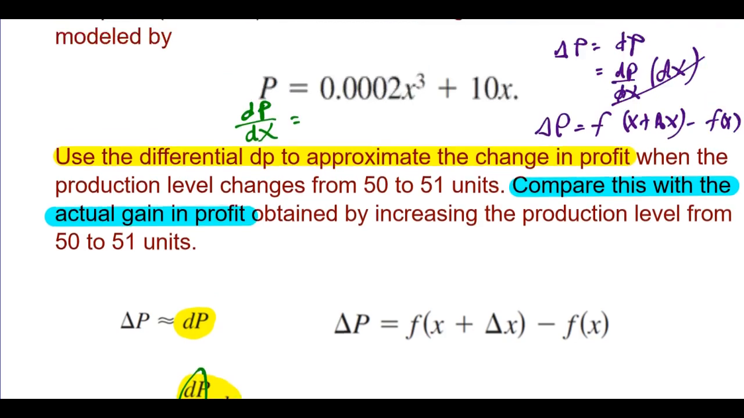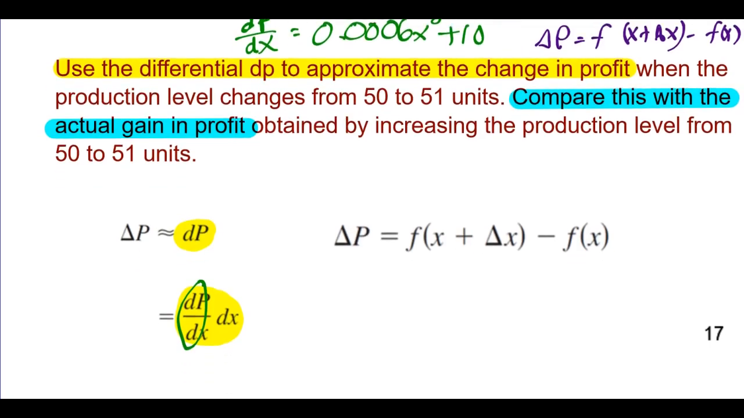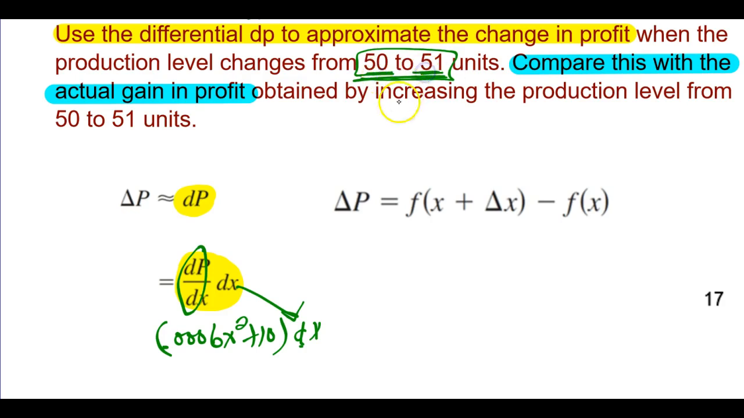Let's find that first by taking the derivative of this thing. So it turns out to be 0.0006x squared plus 10. And so I'm going to plug that in right here: 0.0006x squared plus 10. And then remember you have that delta x. And delta x isn't always 1, but in this case it is because I'm going from 50 to 51. So delta x is 1. It doesn't have to be 1. I'll show you an example of that in a moment. But if delta x really is a 1, that's just going to cancel out, and I'll have dp.